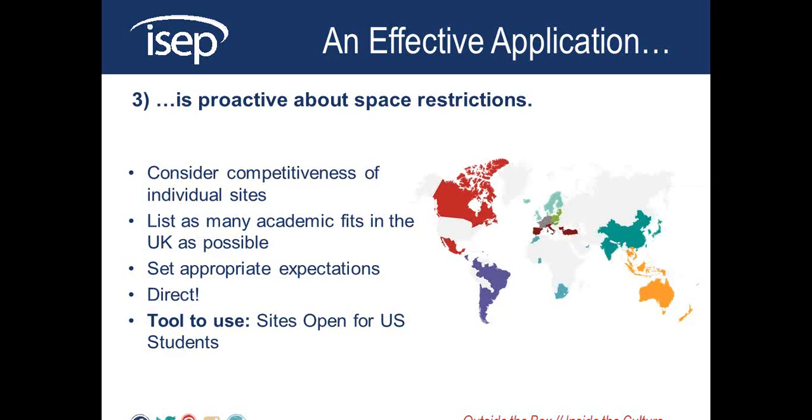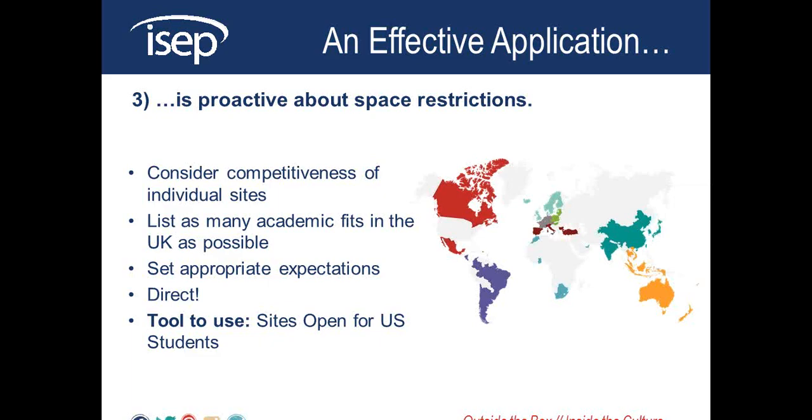Next, if your student is set on only studying abroad within the UK, they should list as many academically appropriate sites as possible. So if we can't find them space at one site, we can shift them to another site that was maybe less competitive this round. That said, if there's a reason why a student is only applying to one site, really let that shine through in the application, either through your comments or their essay.